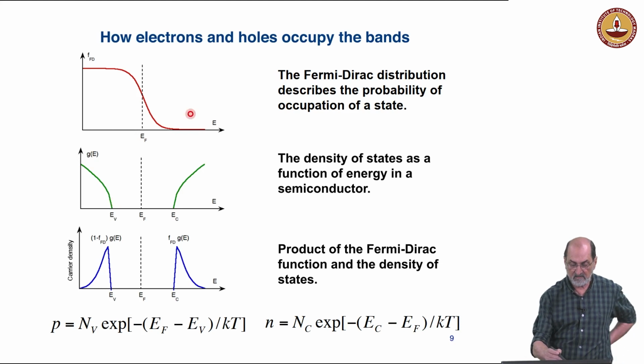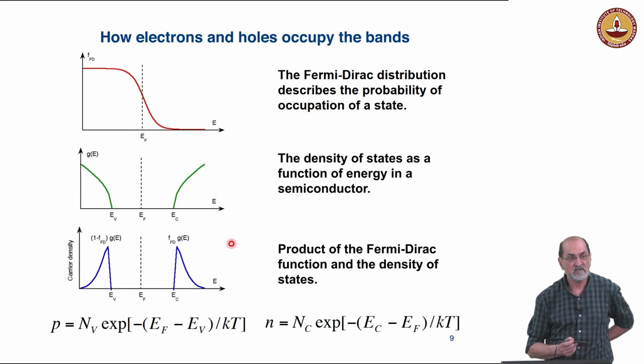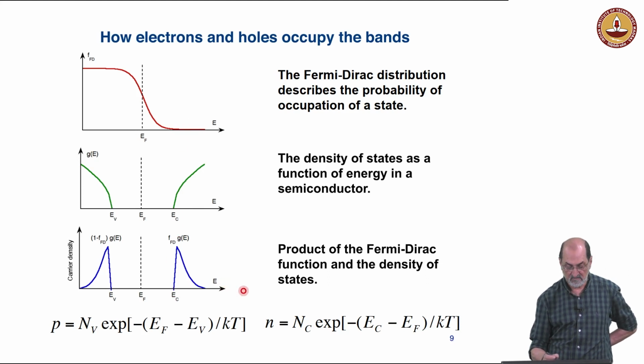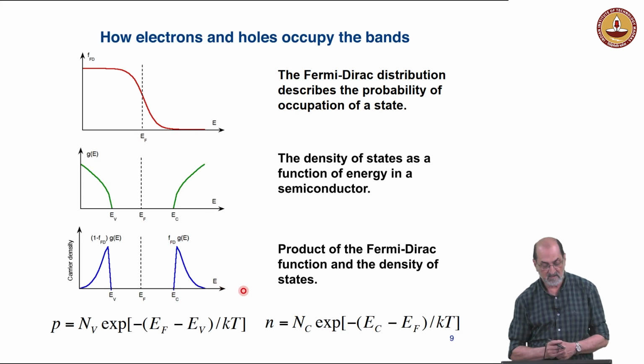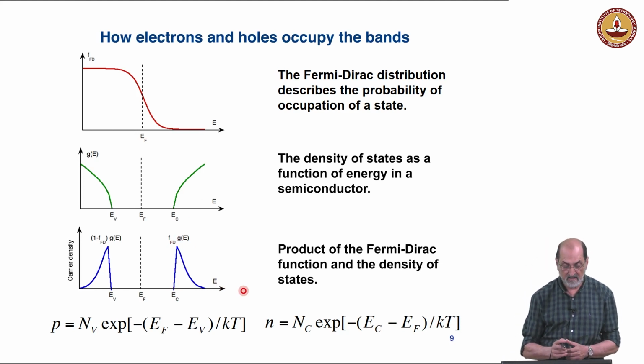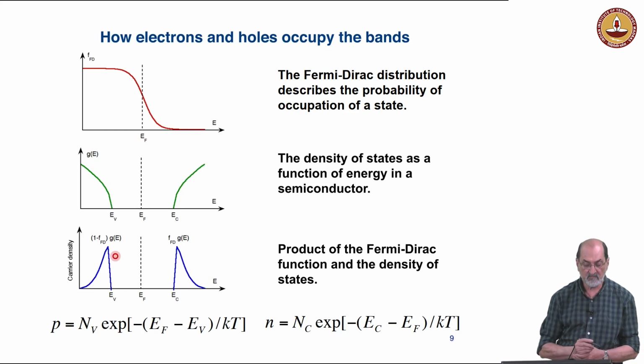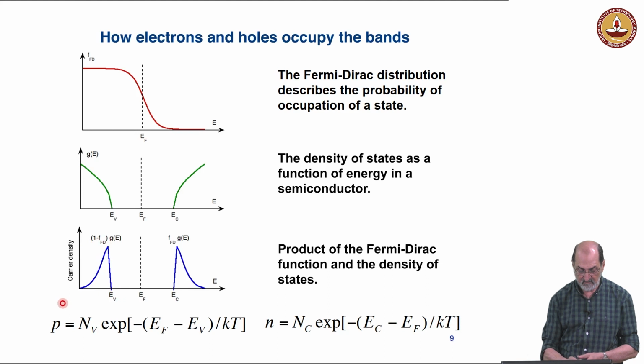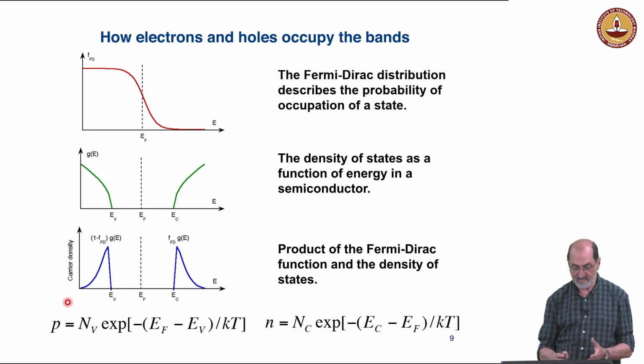So if we multiply the probability of occupation times the density of states, we are going to have the density of electrons. The product of the Fermi function times the density of states is going to be something like this. And in the other case, we're describing the density of empty states. That's why we have 1 minus the Fermi-Dirac function times the density of states. And we have something which is quite similar to what's going on in the conduction band. We have a mirror here. It's quite similar, but not exactly the same.